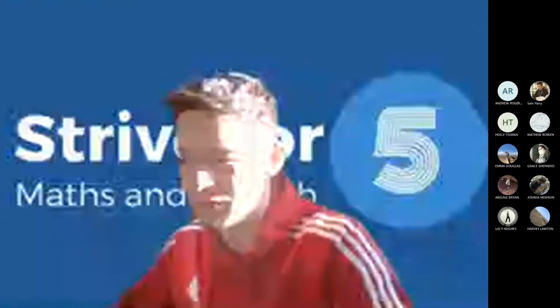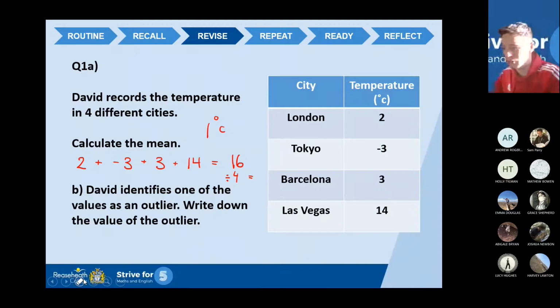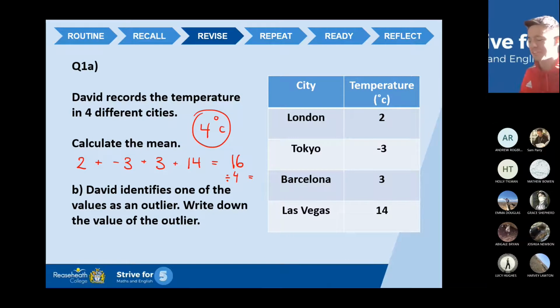Values, and then you divide by how many there are. So add up those 4 values, you get a total of 16, and then you divide it by 4, because there's 4 cities, and you get a mean of 4 degrees Celsius. Now it says here, David identifies one of the values as an outlier, okay? Write down the value of the outlier.